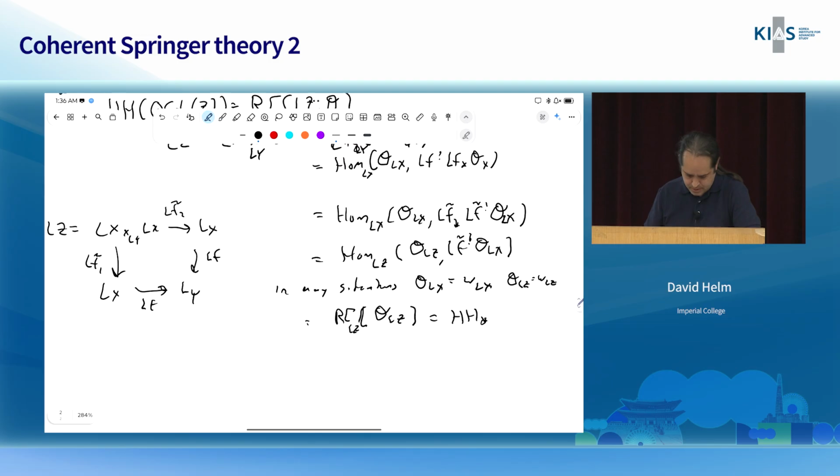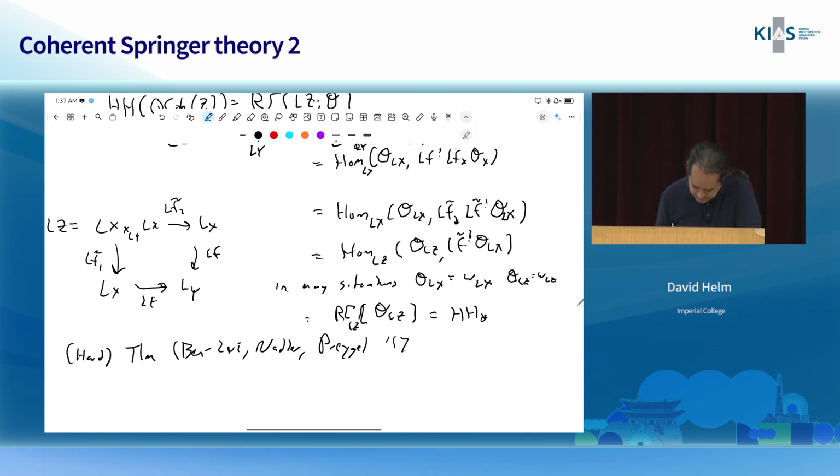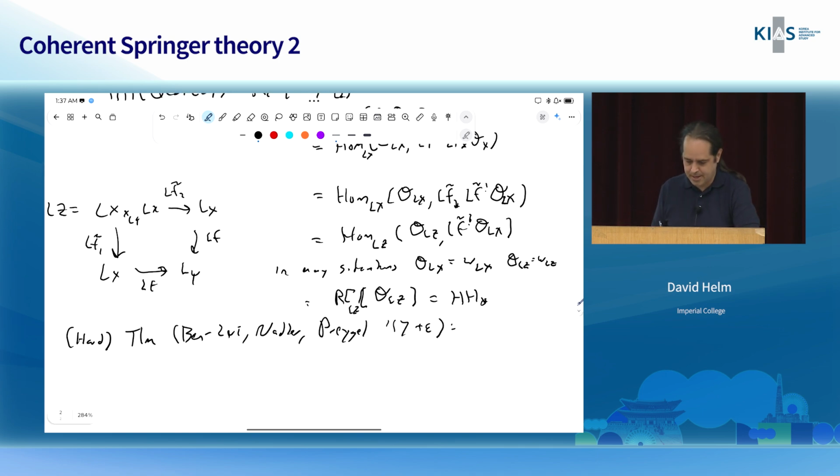In particular, an issue is that we're not working with QCO, but we're working with INDCO. And in the smooth world, that wouldn't matter, but it does matter for us. And so instead, we're going to have to appeal to this hard result of Ben-Zvi, Nadler, and Preygel in '17.